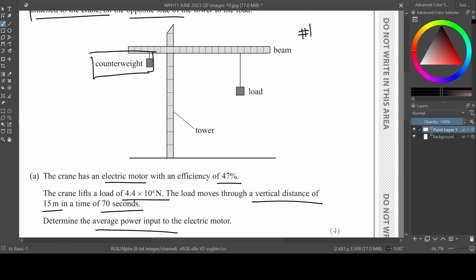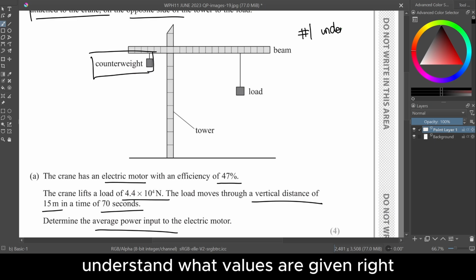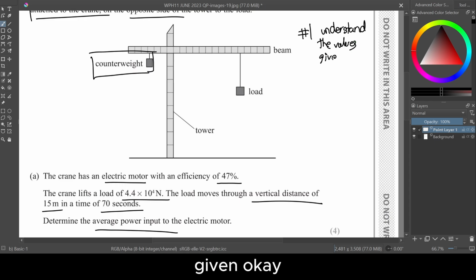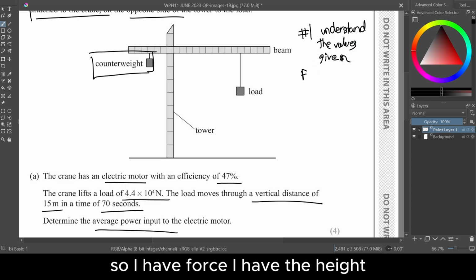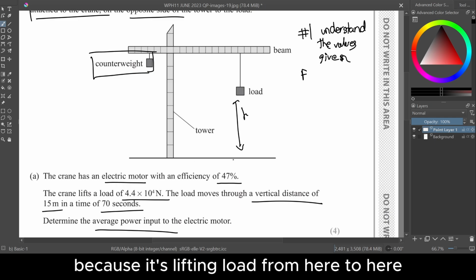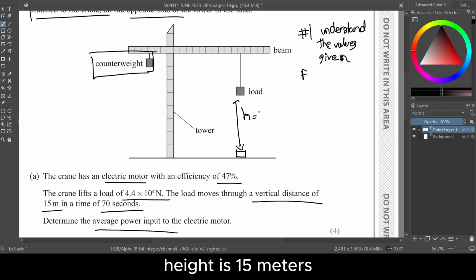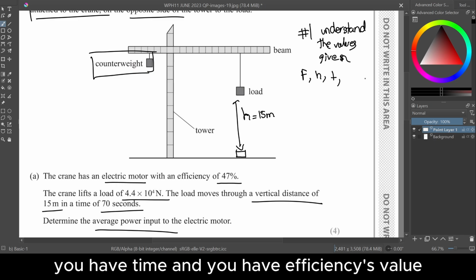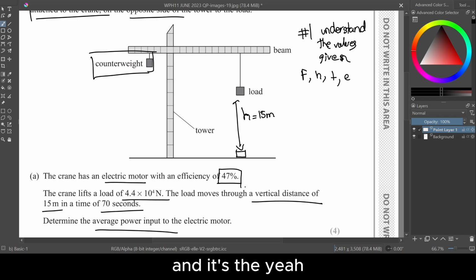First step, understand what values are given, right? Note down what values are given. So I have force, I have the height, because it's lifting the load from here to here, 15 meters. So you have force, you have height, you have time, and you have the efficiency value, which is 47%.